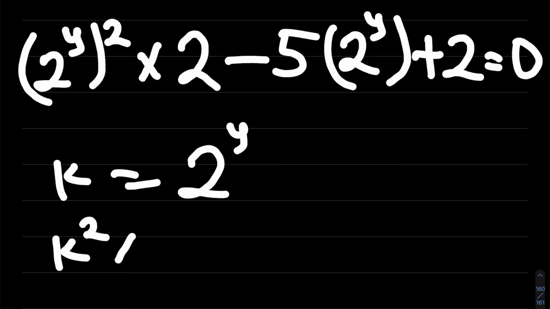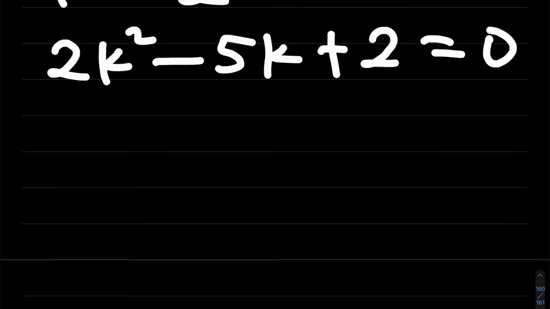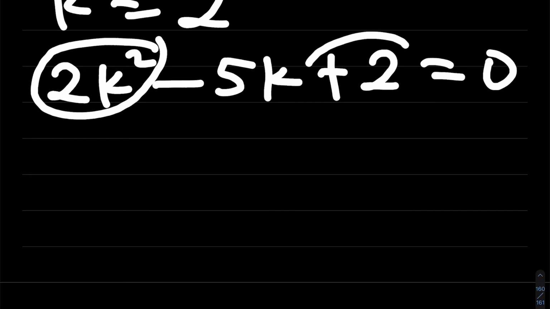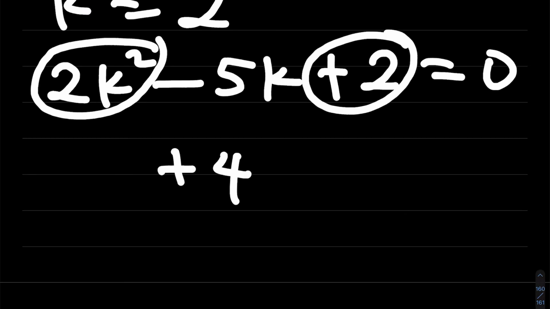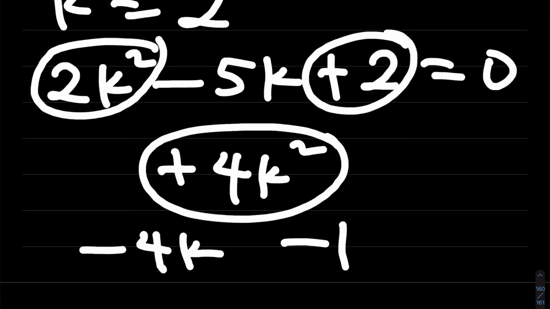That simply means k squared times 2, which is the same as 2k squared minus 5k plus 2 equals 0. Now we're going to solve this quadratic equation by the factorization method. What we do is multiply 2k squared by 2, and that's going to give us plus 4k squared. So we think of two factors whose product is plus 4k squared and whose sum is minus 5k, and those factors are minus 4k and minus 1k.